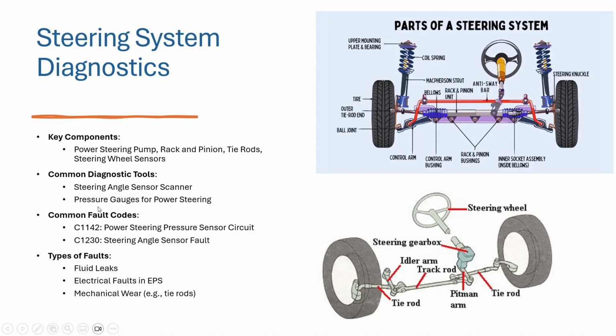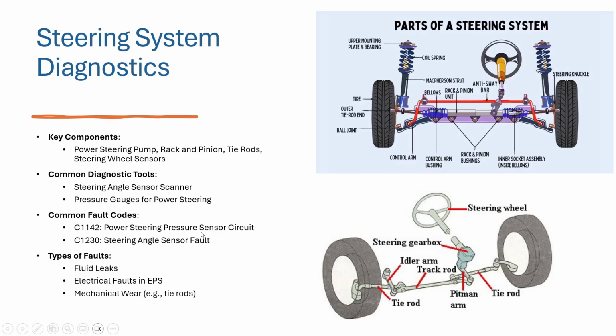C1142 is the fault code generated on the power steering pressure sensor circuit. Whenever the power steering pressure sensor circuit is faulty, this code is generated. And the C1230 error code is generated when the steering angle sensor is faulty. So these are two vital sensors that are used to measure the performance. If they are faulty, these codes are created.